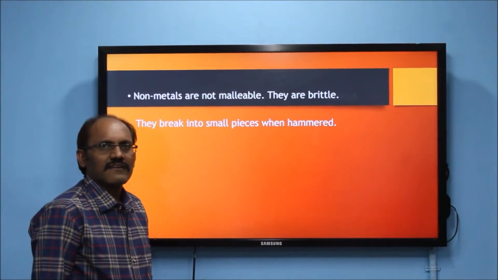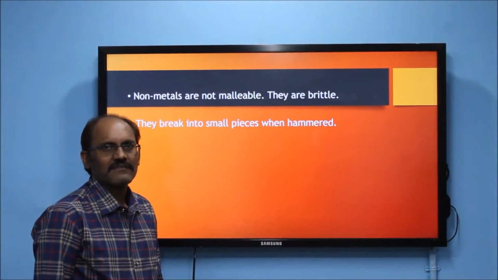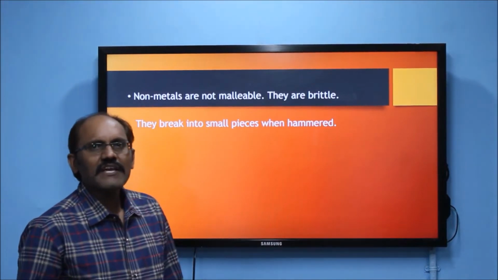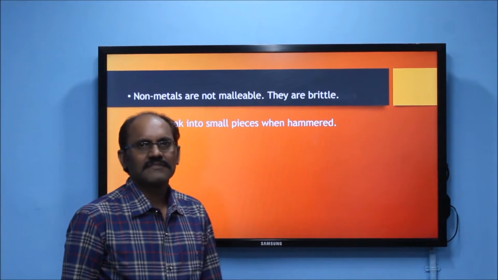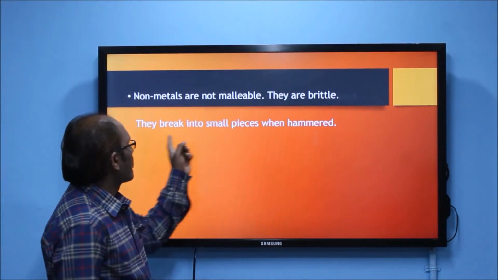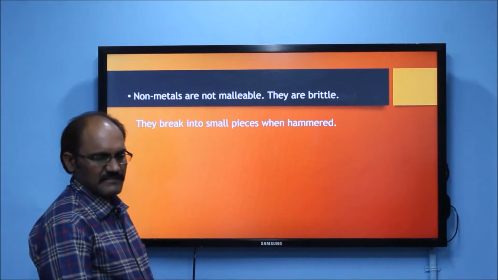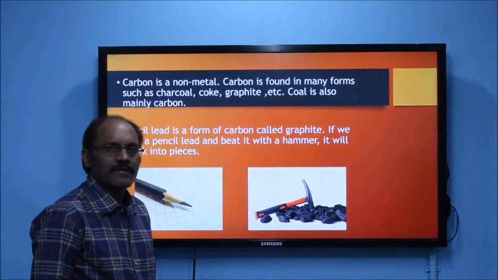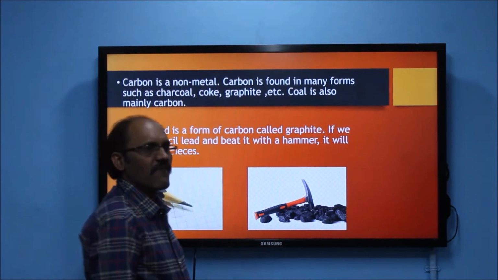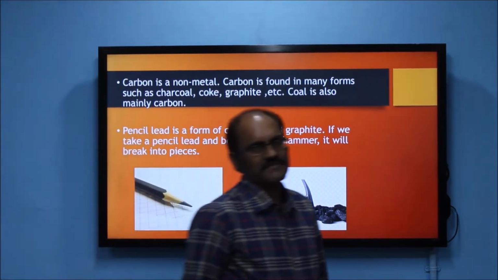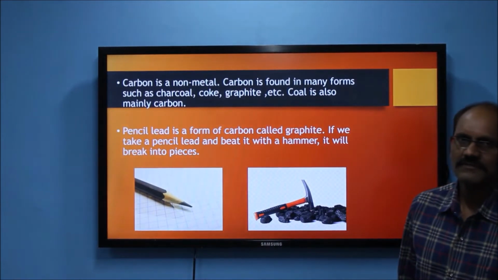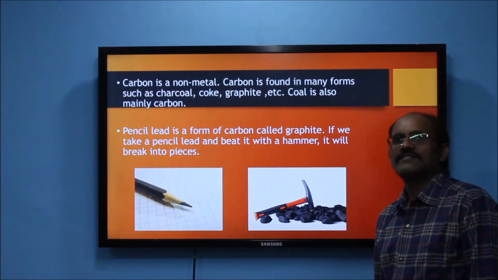Non-metals are not malleable. They are brittle in nature. They are very soft. If we hammer them, they will be broken into small pieces. For example, carbon is a non-metal. Carbon is found in different forms like coal, charcoal, graphite and also diamond.